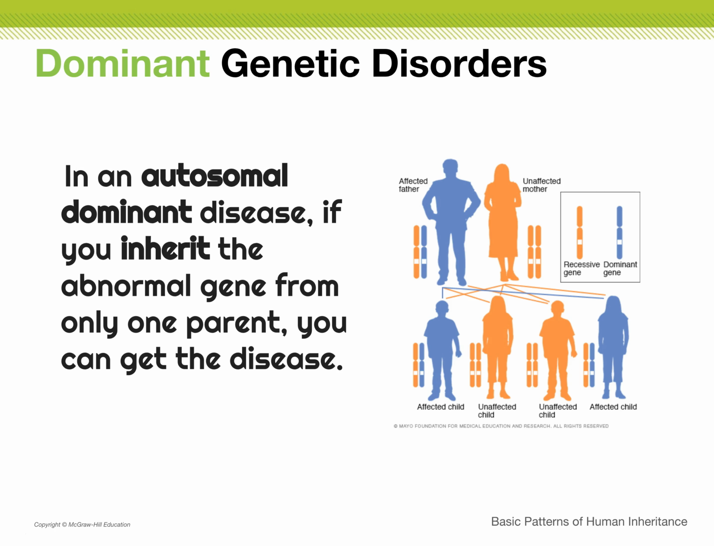Okay. We also have dominant genetic disorders. So if it's a dominant disease and you get even one of the abnormal genes from your parent, you get the disease. So this one would be more likely to be passed on. If you got one gene, you would be affected.